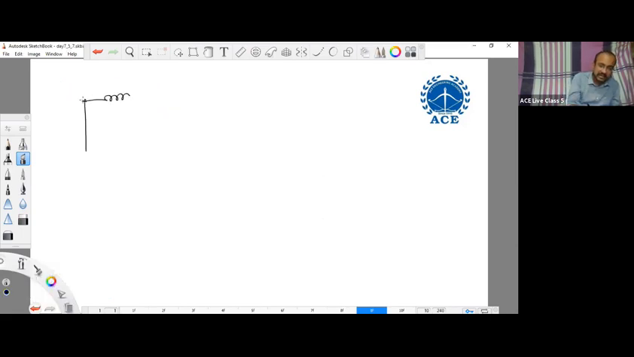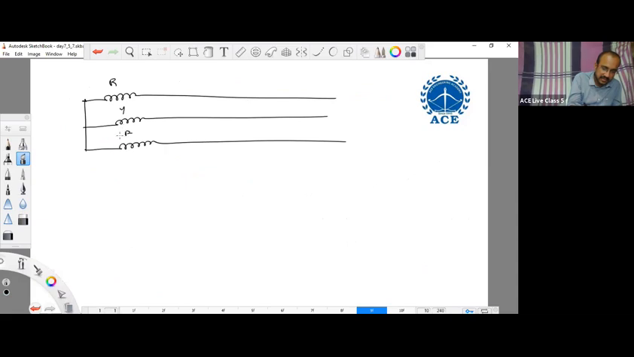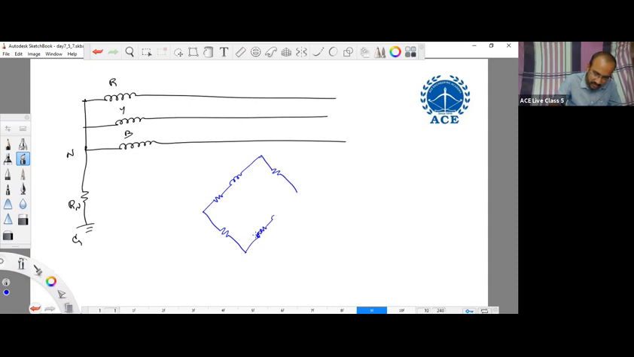Suppose you consider the stator winding of the alternator: this is R phase, Y phase and B phase. The neutral of the alternator is generally resistance grounded to improve the transient stability. For construction of the negative sequence relay, it can be implemented using a bridge type structure. During normal condition, the bridge is tuned to be in a balanced state, and the inputs are given by connecting the CTs here.